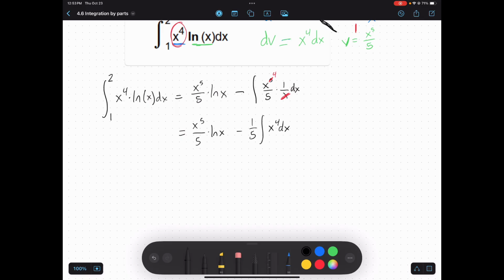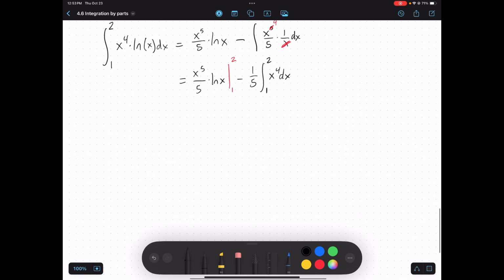Don't forget, though, that this is a definite integral, so I still need my bounds from 1 to 2. What about my piece that's already been integrated? That just means I need to evaluate this from 1 to 2. So what will that look like? Let's start with just this piece. I want to plug in my upper bound, so I'm going to do 2 to the 5th over 5 times natural log of 2.